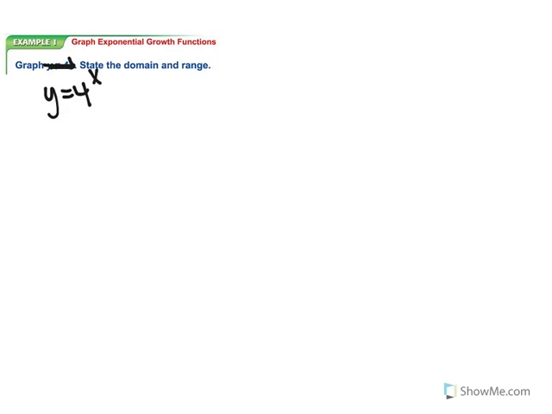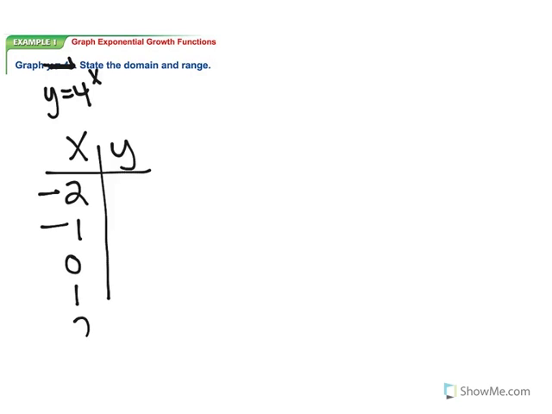So if we don't already know how to graph these, the first thing that we should always think of is drawing a table. So we're going to have our x values and our y values. We're going to plug in some negative numbers so that we can get the negative side of the graph, and then some positive so we can increase. So let's just say we're going to start with negative 2. We'll do negative 1, 0, 1, and 2.